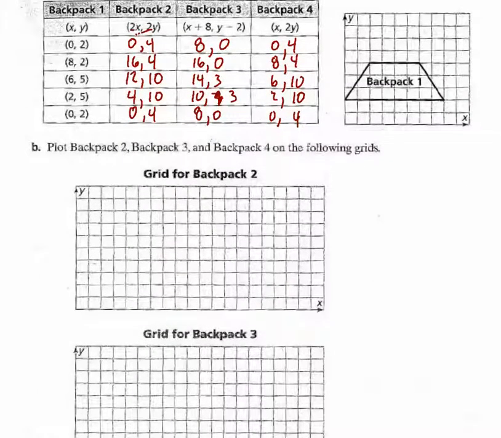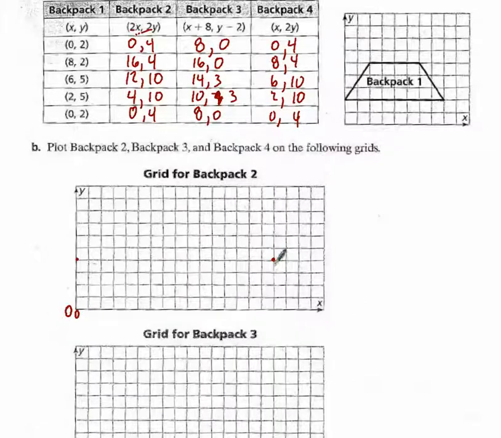So now we are being asked to make these backpacks. All right, so I'm going to try to go as fast as possible. Backpack 1 has already been made for us. We have backpack 2, so 0 over 4 up. 1, 2, 3, 4. 16, comma 4. 1, 2, 3, 4, 5, 6, 7, 8, 9, 10, 11, 12, 13, 14, 15, 16, comma 4. Remember, this is 0, so 0, 1, 2, 3, 4, right? So then the next one is going to be 12, comma 10.